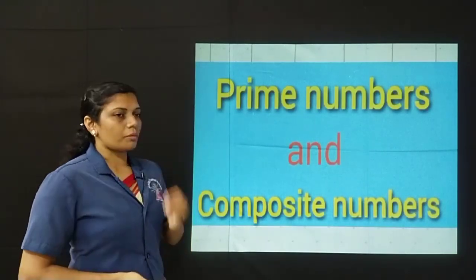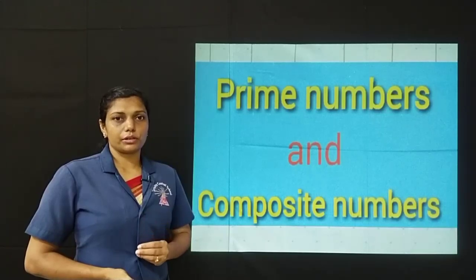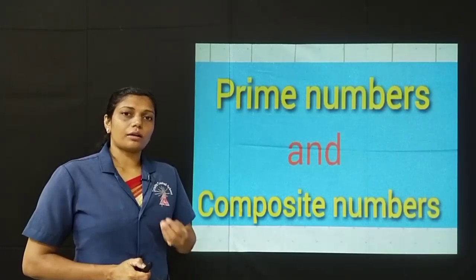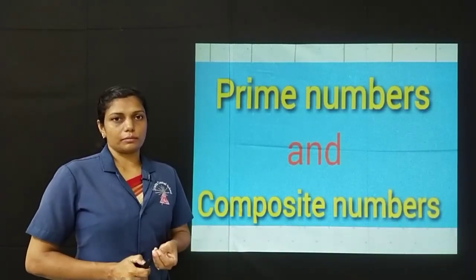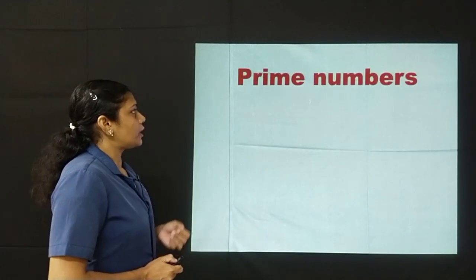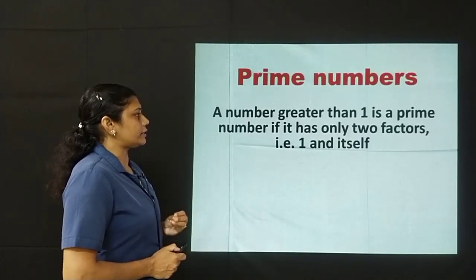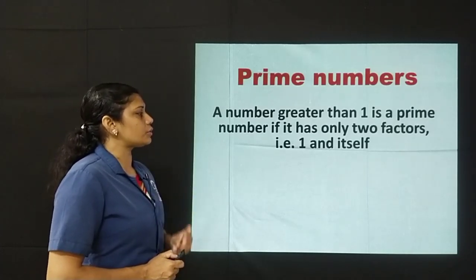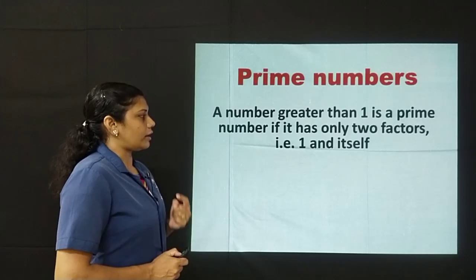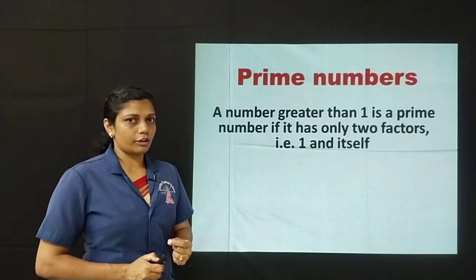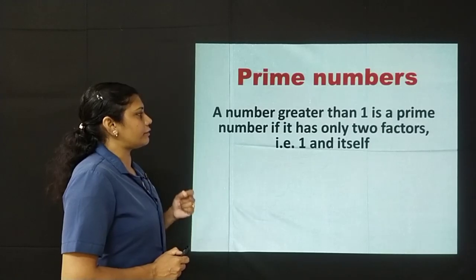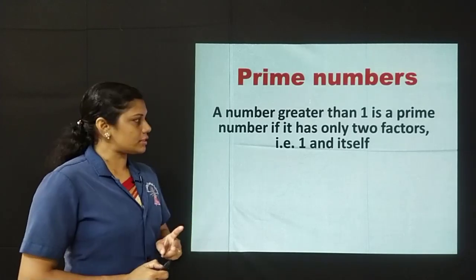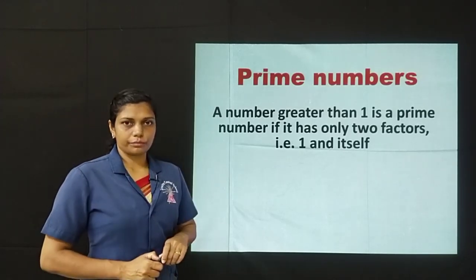Prime numbers and composite numbers. Very important concept, children. What are prime numbers? What are composite numbers? Let us see. Prime numbers. A number greater than 1 is a prime number if it has only two factors, that is 1 and itself. Let me read it again for you. A number greater than 1 is a prime number if it has only two factors, 1 and itself.